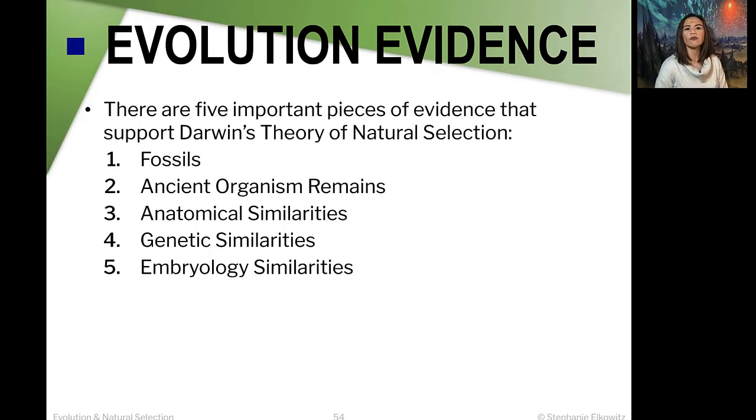And there are 5 pieces of evidence that support Darwin's theory of natural selection. First are fossils. Second is ancient organism remains, anatomical similarities, genetic similarities, and embryology similarities.